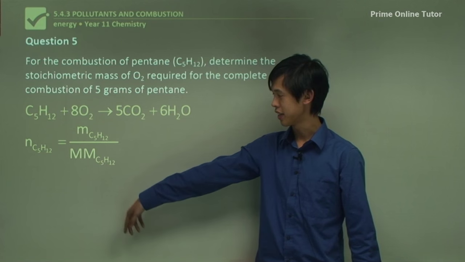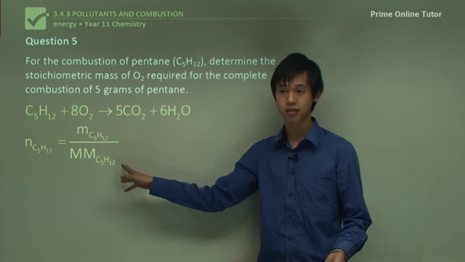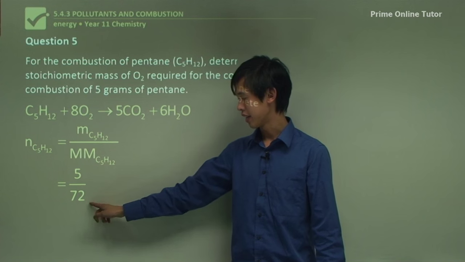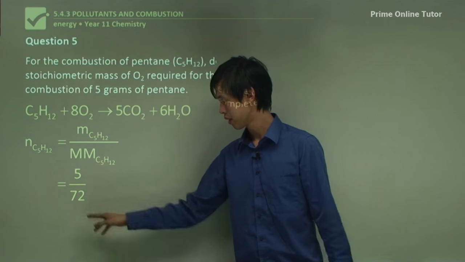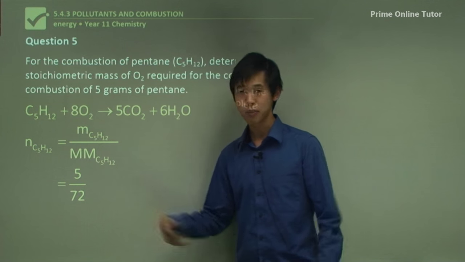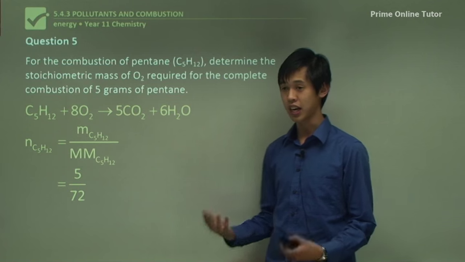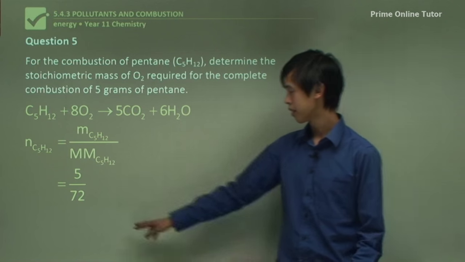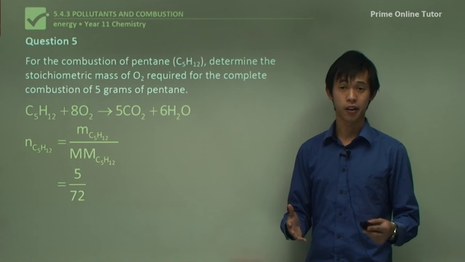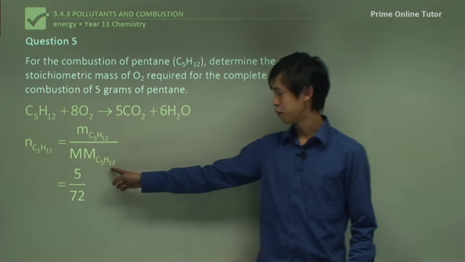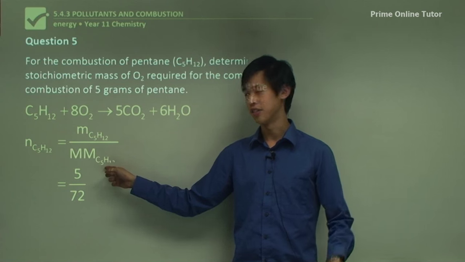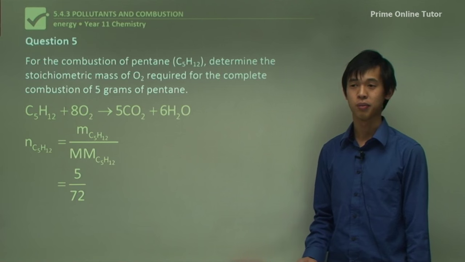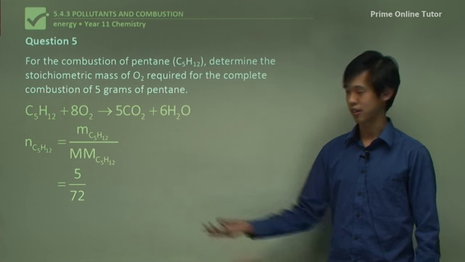So the number of moles of pentane equals the mass of the pentane that we have over the molar mass. Okay, so we have 5 grams. And here I rounded it a little bit because it's easier. But we have 5 times 12, which is 60, because the molar mass of carbon is 12, and there's 5 of them. You can look this up in your periodic table. And the molar mass of hydrogen is about 1, and there's 12 of them. So 60 plus 12 is 72. There you go, that's where we get that number 72 from. Just add up all of the molar masses.